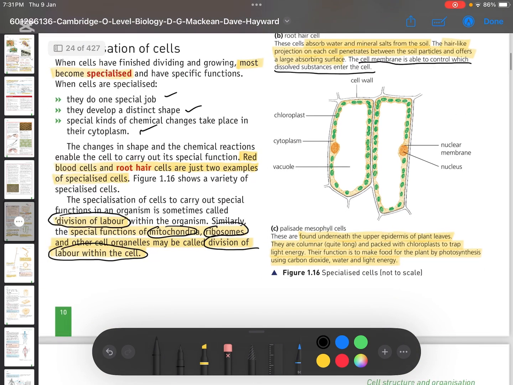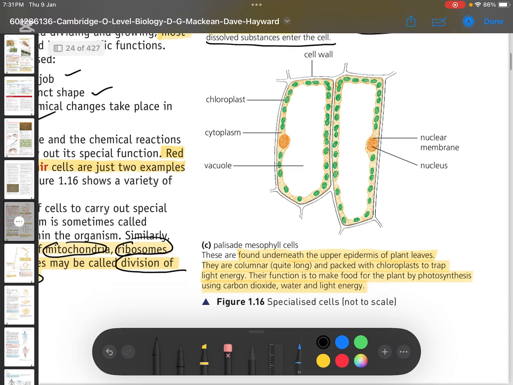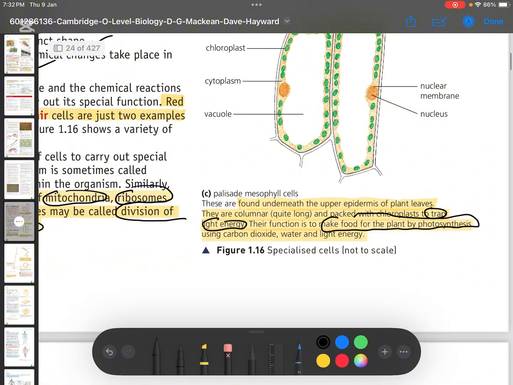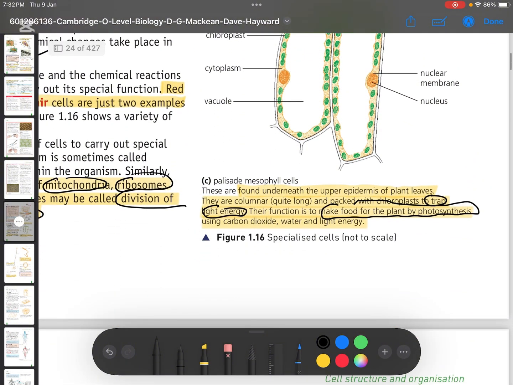Palisade mesophyll, we have been introduced to this in the previous discussion as well. They're found underneath the epidermis of the plant leaves. Epidermis is basically the top layer of the plant leaves. And they're columnar, quite long. They have chloroplasts to trap sunlight. We have discussed that earlier. Their function is to make food for the plant by photosynthesis, using carbon dioxide and so on and so forth. We already know photosynthesis. It traps the sunlight, uses carbon dioxide and water, produces oxygen and energy.